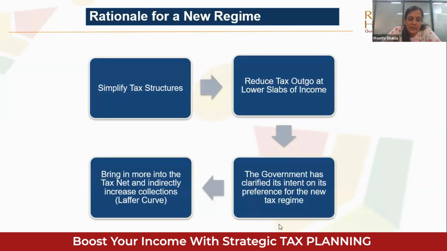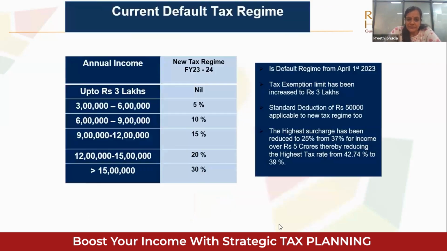It has been proven through a famous economic theory called Laffer's curve that when you simplify the tax regime, tax collection also increases. Also, the intent is to bring many more into the tax net and make it easier for people in the lower salary slabs of income. So the intent of the government was to simplify the tax structure, bring more into the tax net, and reduce tax outgo for people in the lower slabs.